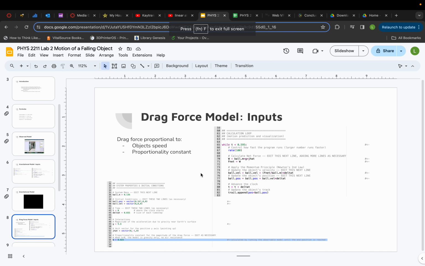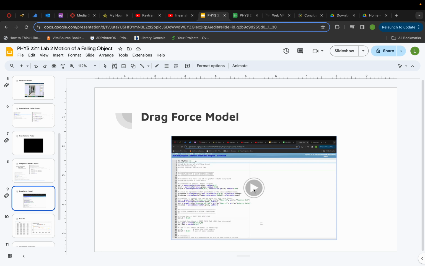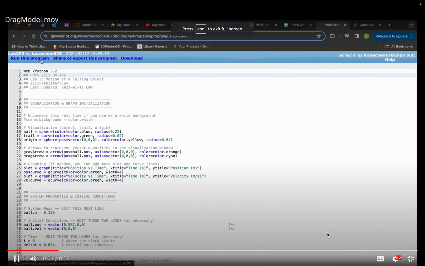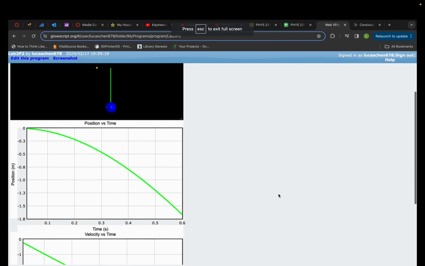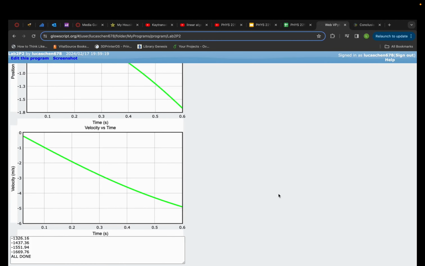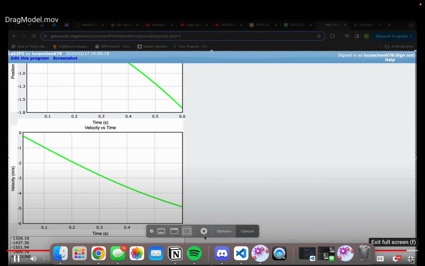Likewise, in the drag force model, most of the inputs remain the same. However, we do have to update the b constant, which is the proportionality constant, which is calculated by running the observable model until the end position is reached. Also, the same formulas are used, position update and velocity update. And this is what it looks like. As you can see, there's a position versus time graph and velocity versus time graph.